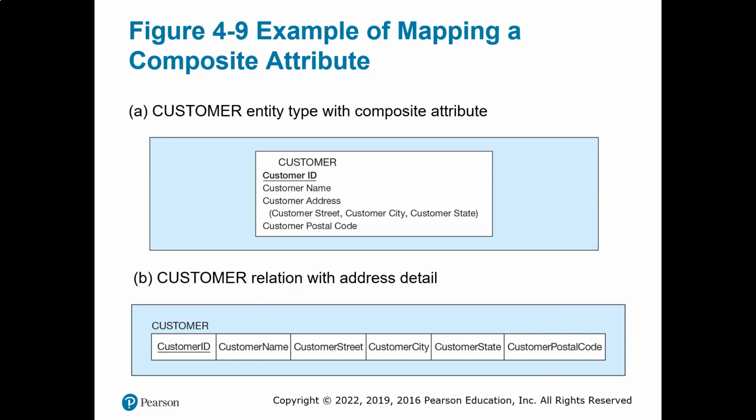Okay, so how do we map composite attributes? In the ER diagram, composite attributes are listed this way. The customer's address is made up of number and street, city, state. Zip code is kept separate. Could zip code or postal code be part of the customer address? Sure, it could. Okay.